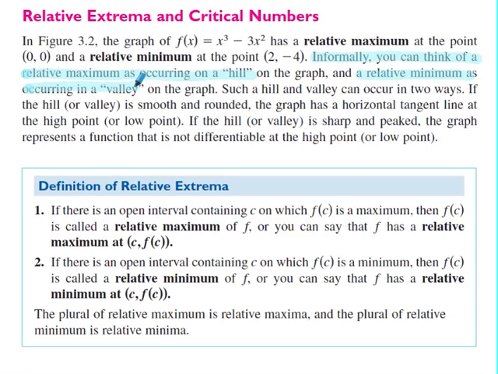So, definition of relative extrema. If there's an open interval, so now this is saying if in any graph you have a hill or a valley, it will have a relative max and a relative min. Now, a graph can have multiple relative maxes and multiple relative mins, and that's what we're going to talk about.